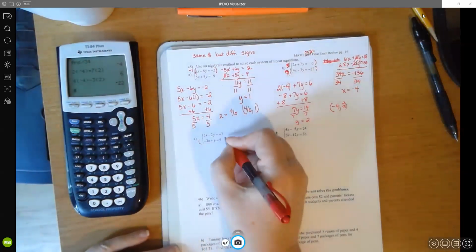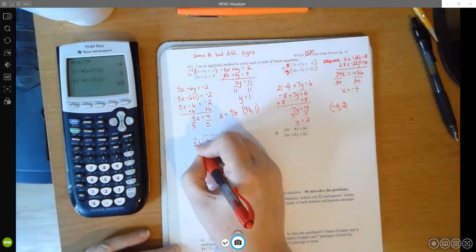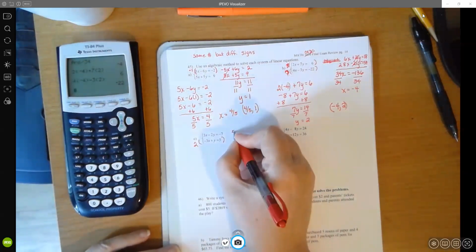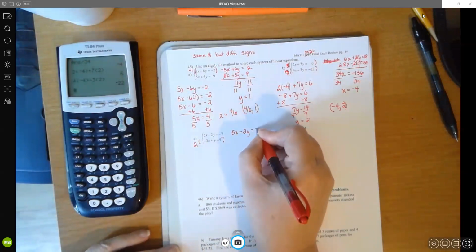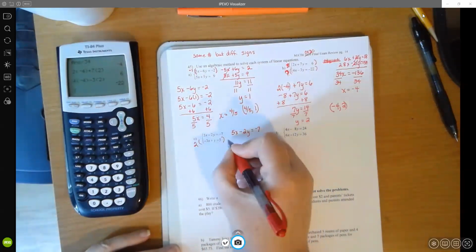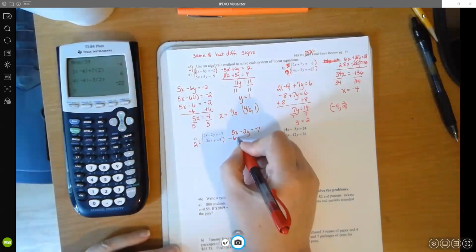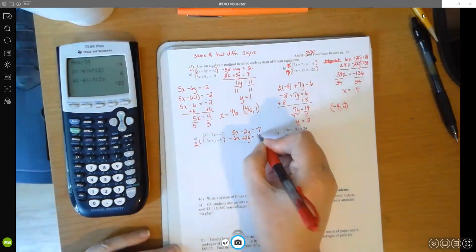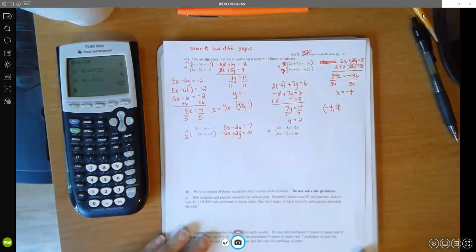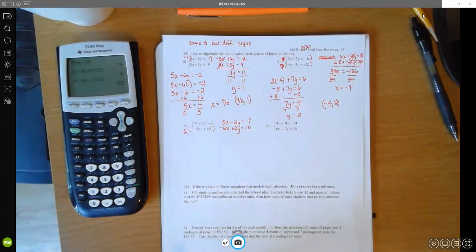So if I multiplied this bottom equation by 2, I would end up with 5x minus 2y equals negative 7, and negative 6x plus 2y equals 10. Again, you want to think of it as a puzzle. You want to make one of the variables, either the x or the y, the same number but with opposite signs. And you can do that.